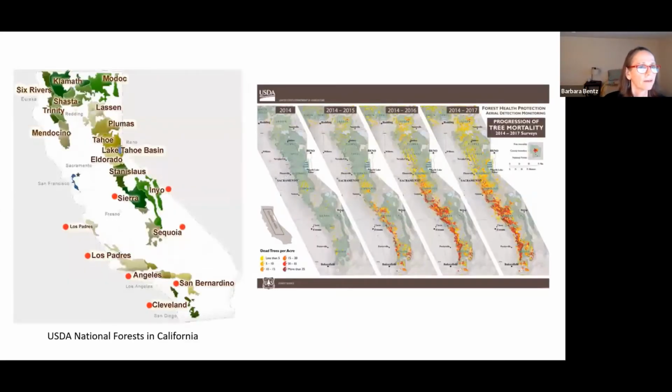So a large amount of the recent western pine beetle mortality occurred in California. These are the USDA National Forests in California. And on the right, you can see that the tree mortality was most severe in the central part of the state, the Sierra and the Sequoia National Forests. So a lot of great monitoring and research studies were undertaken during this time to describe both the environmental and the biological factors that influence this tree mortality.